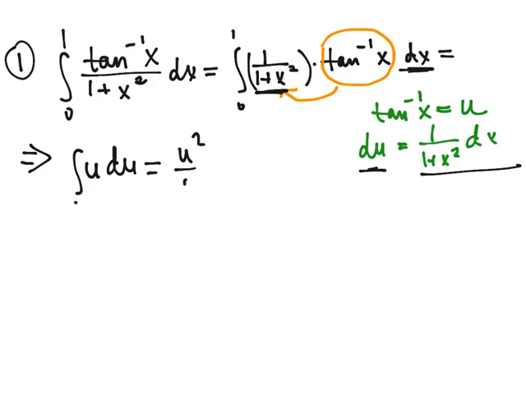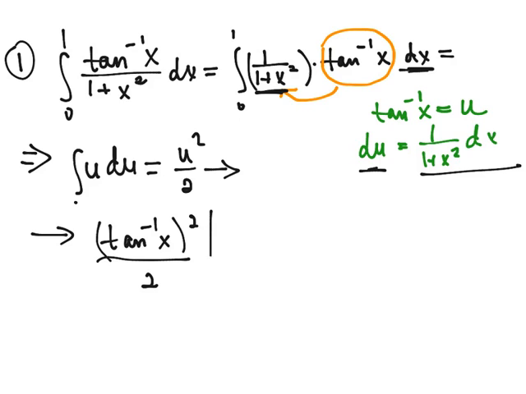It's u squared over 2, which means now let's go back to our tangent inverse. What was our u? Tangent inverse, but it's squared. So you get tangent inverse of x squared over 2. Now we can use our boundaries, 0 to 1, and you can solve it quickly. I can stop here. Actually, I want to solve it. So that will be 1 right here, but the whole thing is squared over 2.